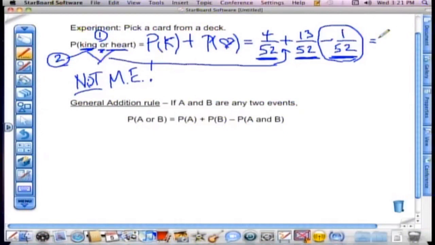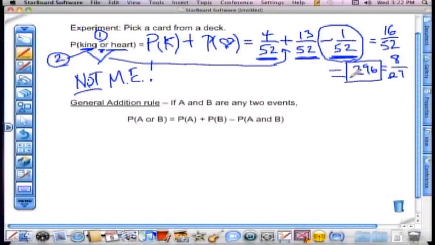So you would get 17 minus 1, 16 fifty-seconds, or in a 3-place decimal, that's 0.296. Or in lowest terms, it's 4/13. If you have a half or a third or a fifth, 2/5 even, the fraction might make sense. But there are not that many fractions that make that much practical sense to us. So a lot of times the 3 significant digit decimal is much better.